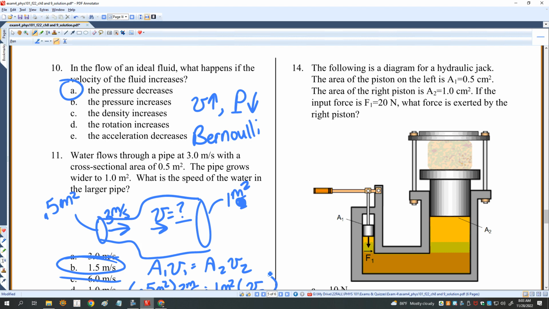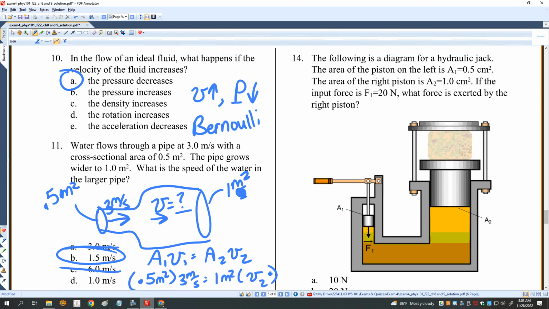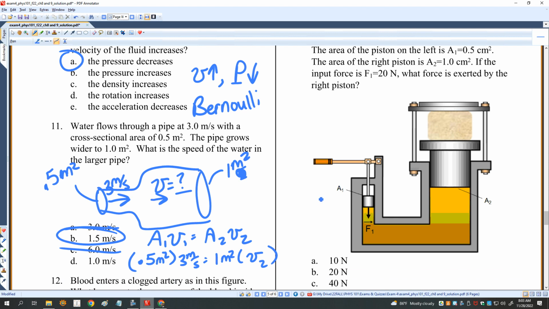Following is a diagram for a hydraulic jack. The piston on the left is A1, the piston on the right is A2, with an input force of 20 newtons. So this is 0.5 centimeters squared. This is 20 newtons. This is 1 centimeter squared. And I want to know what force is put out there.